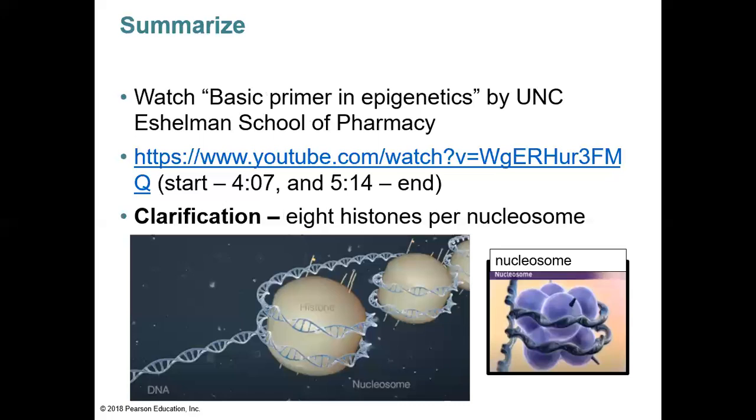All right. Watch this animation. I do want to clarify one thing. One thing I don't like about this animation is that it represents a nucleosome like this and makes it look like there's only one histone. But just remember that there are 8 histones per nucleosome.